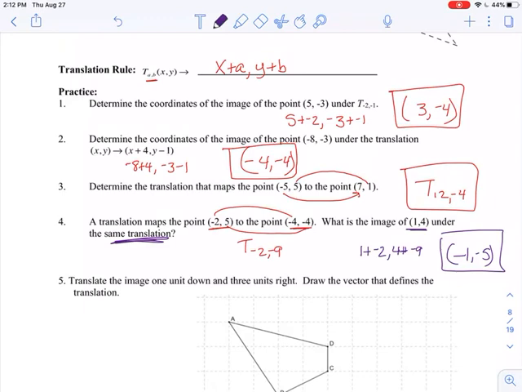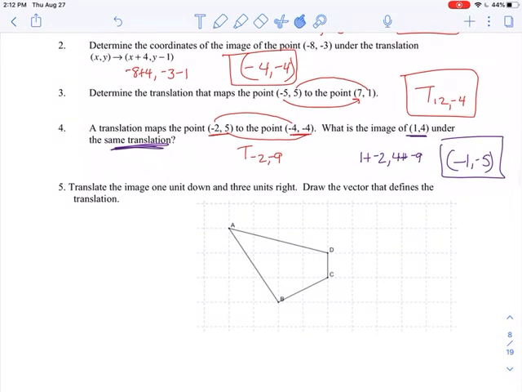Okay? And then this last one right down here: translate the image 1 unit down and 3 units right, and then draw the vector that defines that translation. So I want to take every single point. I'm going to take point A, and go 1 down and 3 to the right. So 1 down, 1, 2, 3 to the right. There's my new A. B, 1 down, 1, 2, 3 to the right. D, 1 down, 1, 2, 3 to the right. And C, 1 down, 1, 2, 3 to the right.